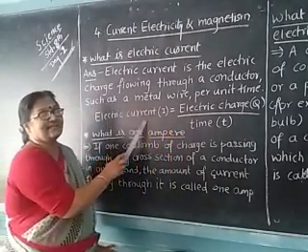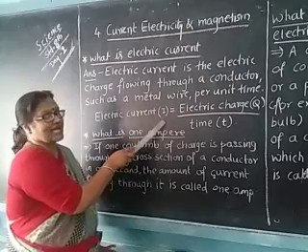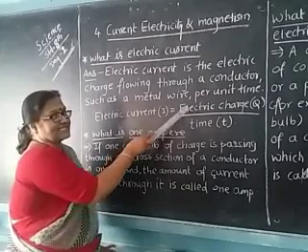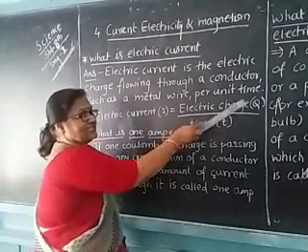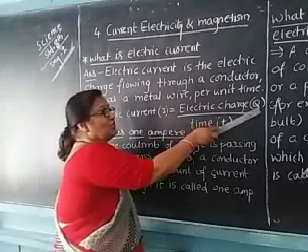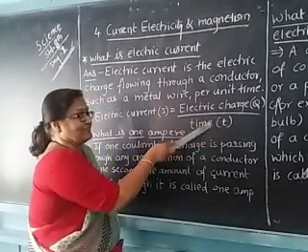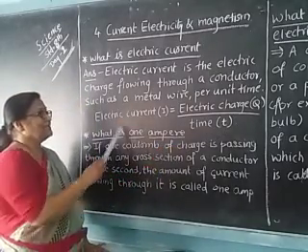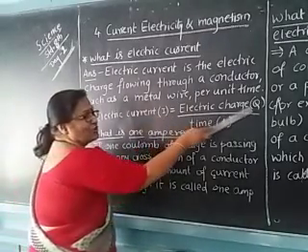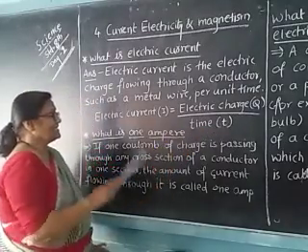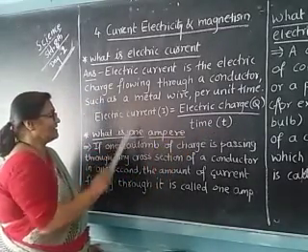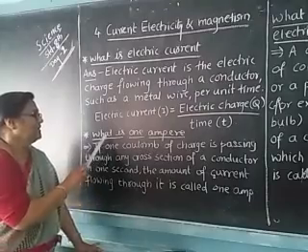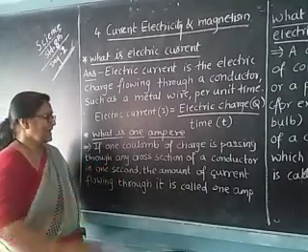Here electrical current is denoted as I. It is given as electrical charge, which is given by the letter Q, upon time, which is denoted by T. That means here I is equal to Q upon T is the equation of electrical current. What is 1 ampere?